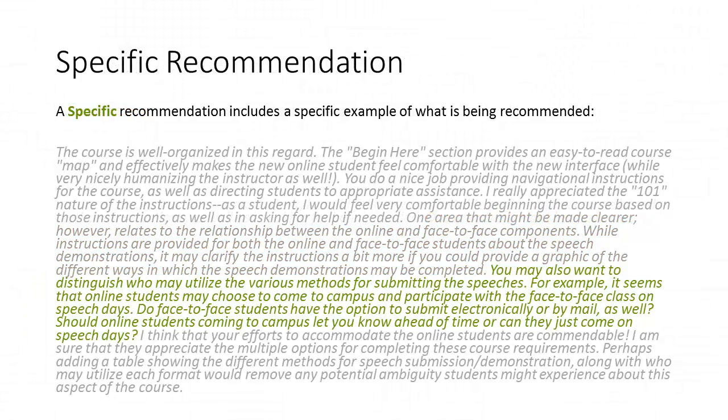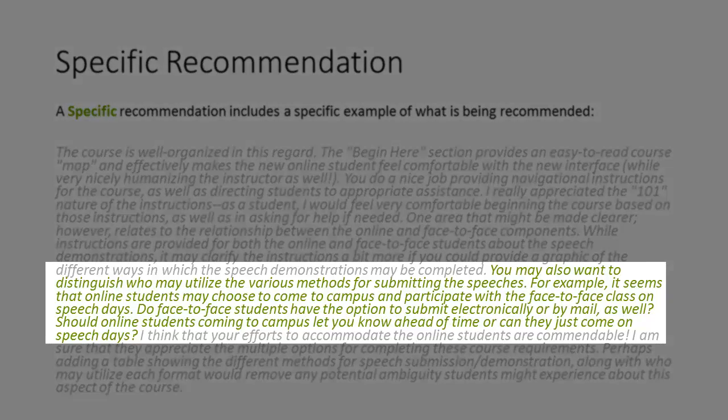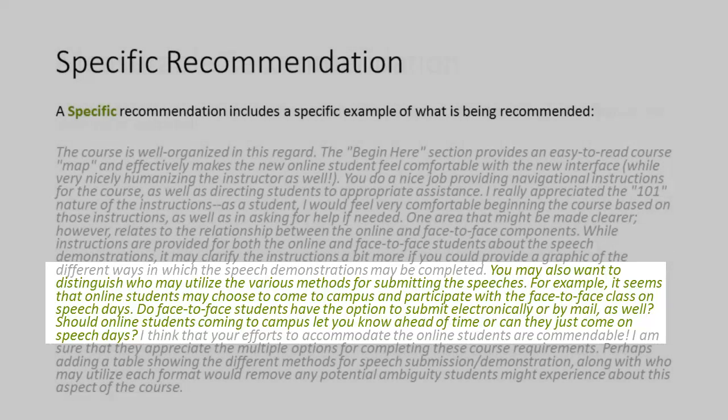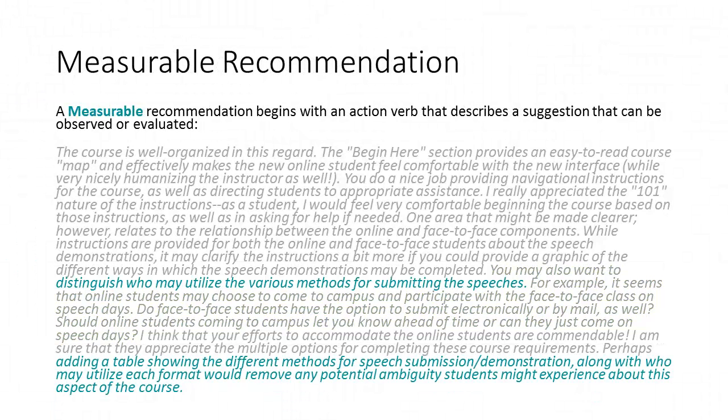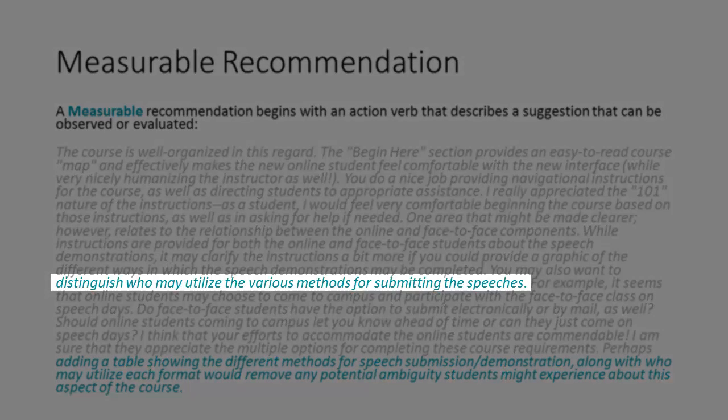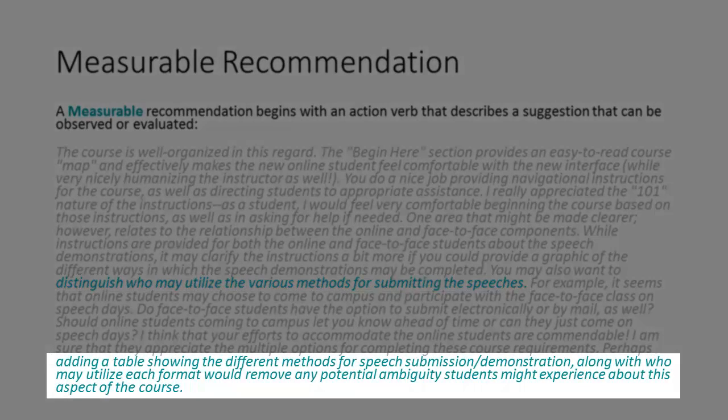A specific recommendation includes a specific example of what is being recommended. The green text indicates an example of a specific recommendation. Measurable recommendations begin with an action verb and describe a suggestion that can be observed or evaluated. The teal text indicates examples of measurable recommendations.